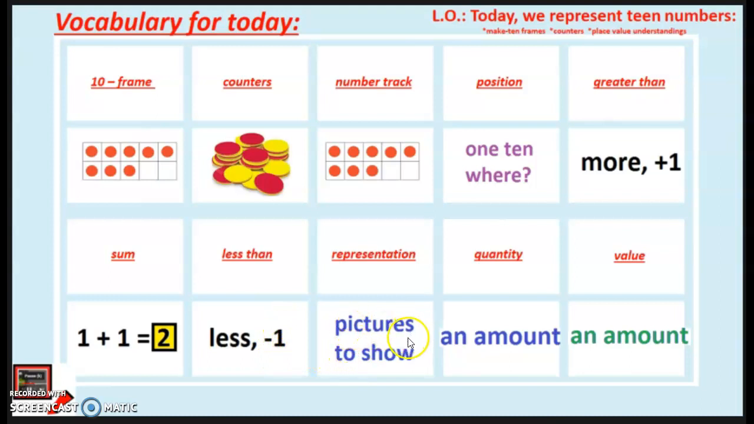Representation means to use pictures to show something. Quantity and value are about the same for us in first grade, and that just means an amount. Did you get them all right? Pause the video, discuss, and go to the next one.